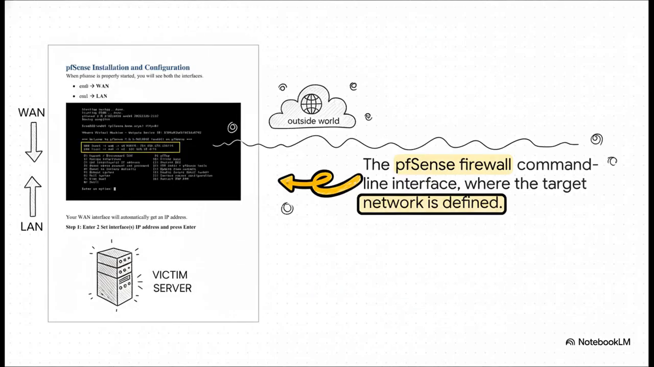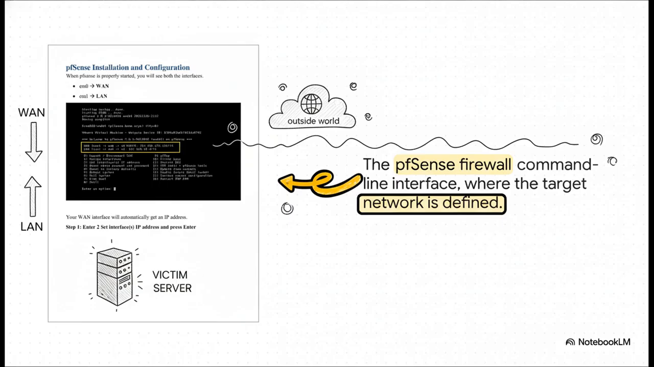Every attack needs a target, so we're starting by building that target's environment, beginning with its firewall, pfSense. Right here in the command line, we're setting up the boundaries, the WAN interface for the outside world and the LAN interface where our poor victim server is going to live.